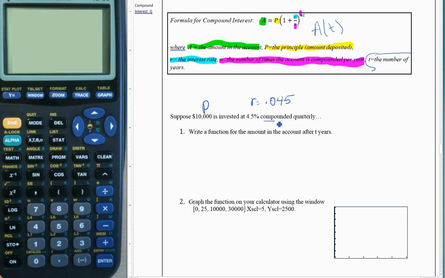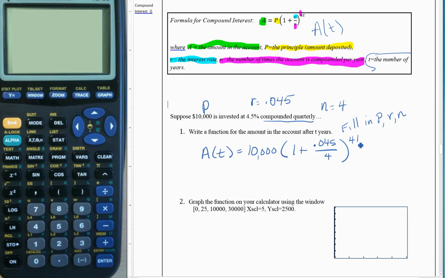The other thing we're told is that it's compounded quarterly. Well, quarterly means 4 times a year. So N here is going to be 4. Okay, so 1 says write a function for the amount in the account after T years. That means we need to fill in P, R, and N. We'll leave T as our variable. So here we have the amount after T years. Our P is $10,000 times 1 plus R over N, so 0.045 over 4, raised to the 4 times T.